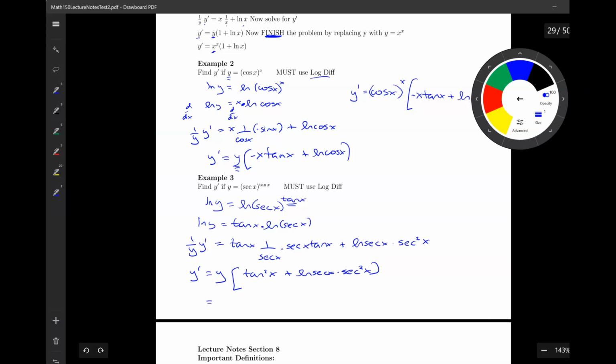And then last step will be to replace what y is equal to. Secant of x to the tangent of x, tangent squared x plus ln of secant of x, secant squared of x. And there we go.